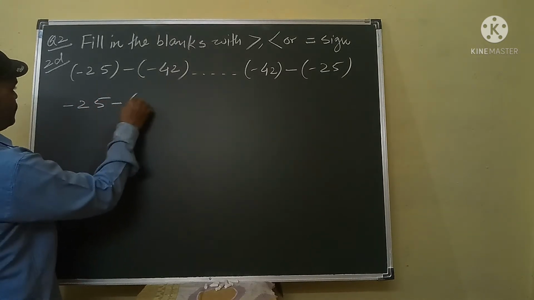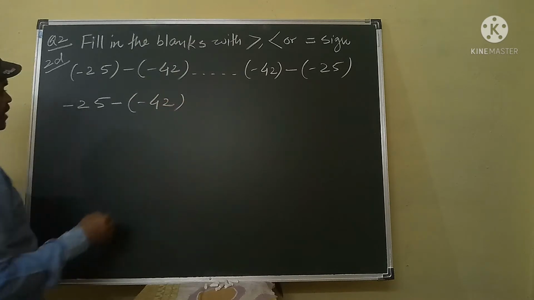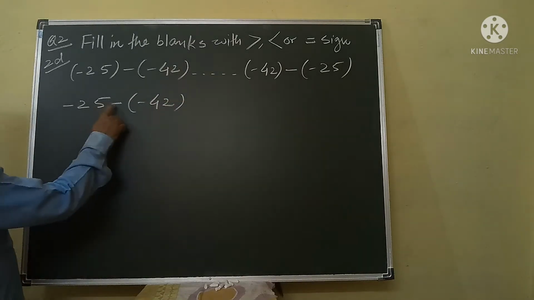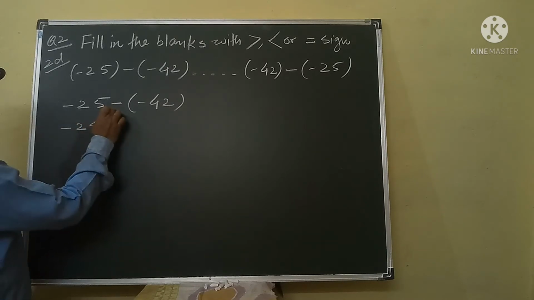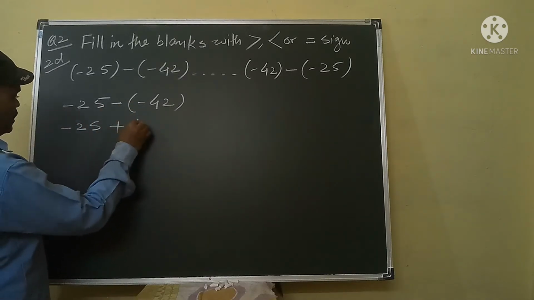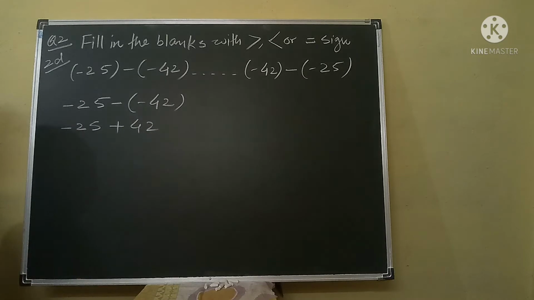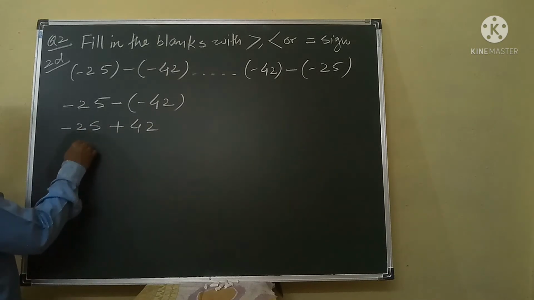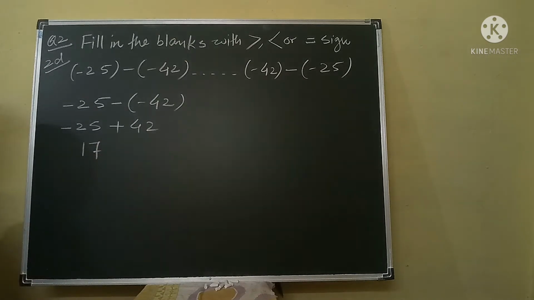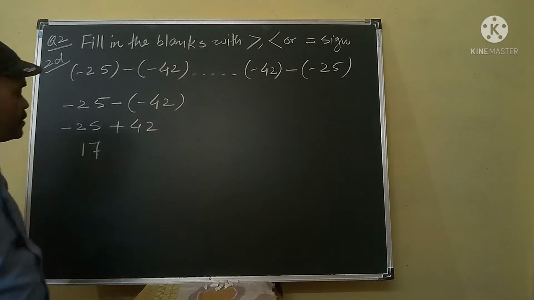Minus 25 in bracket minus 42. Minus plus, minus plus, and this is 42. 42 minus 25 will give you 17. Okay.